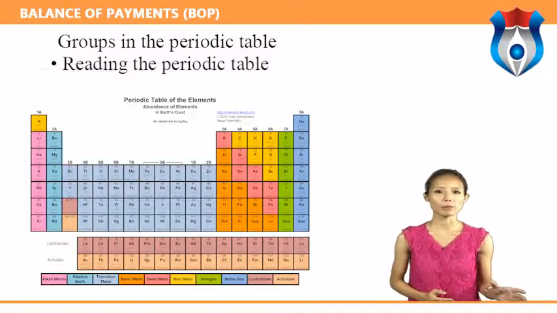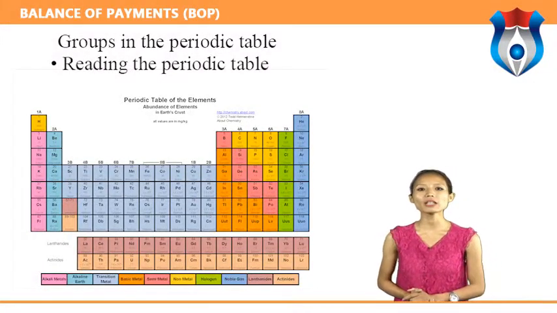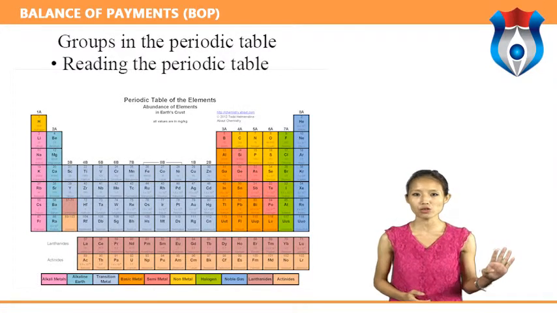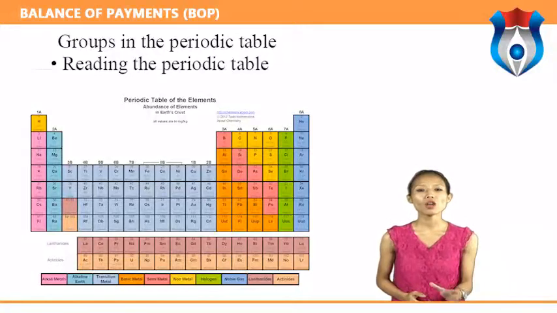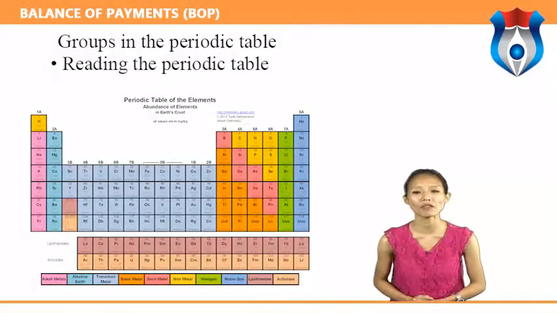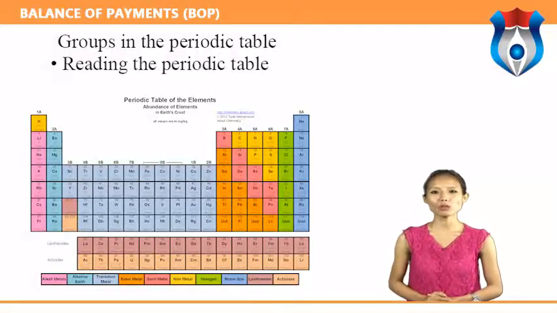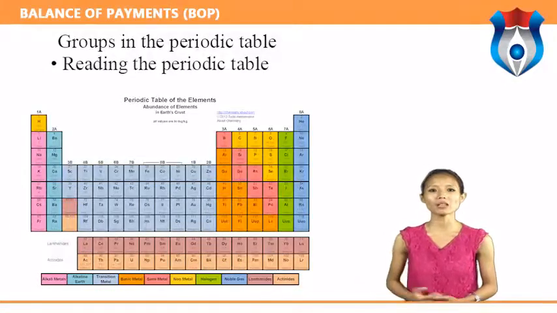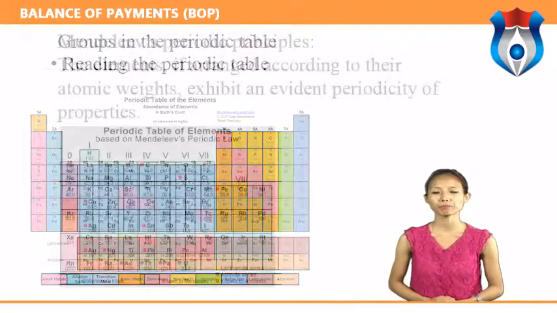Reading the periodic table. Every square in the periodic table contains lots of information. It contains 4 pieces of information: an element's name, atomic number, and chemical symbol. This is a representation of an element and consists of 1 or 2 letters. An element's name, an element's atomic mass, atomic number, and chemical symbol.